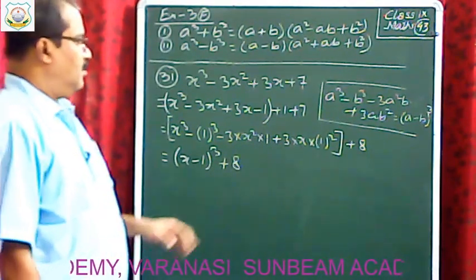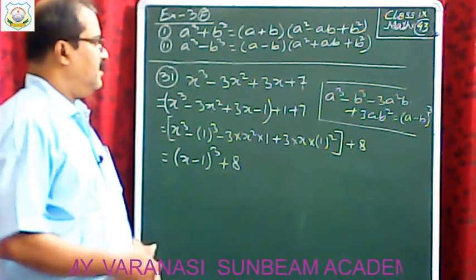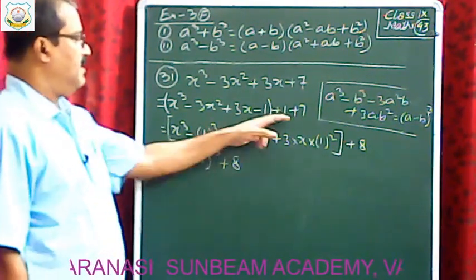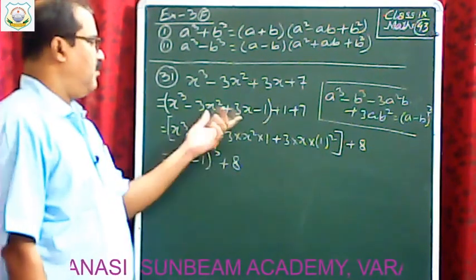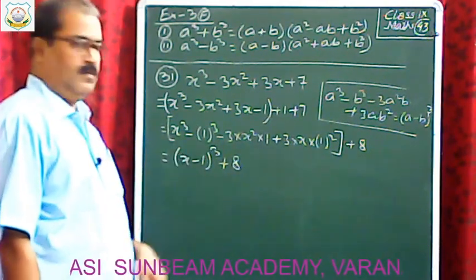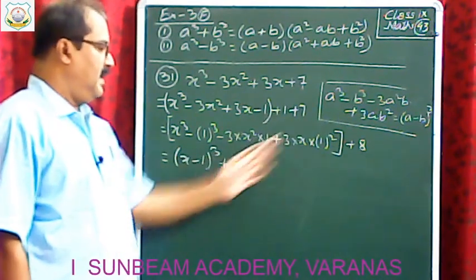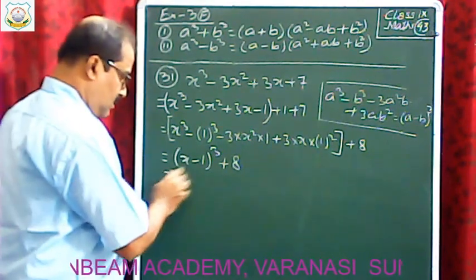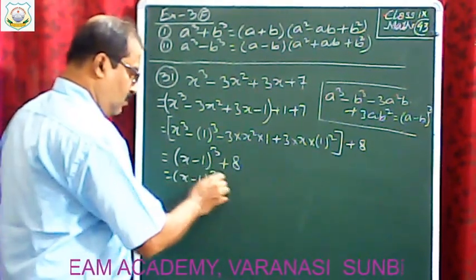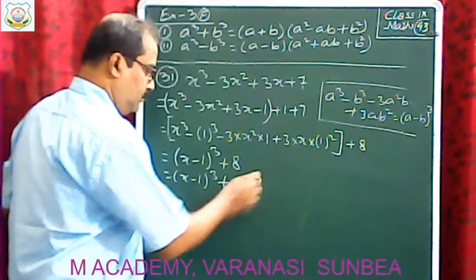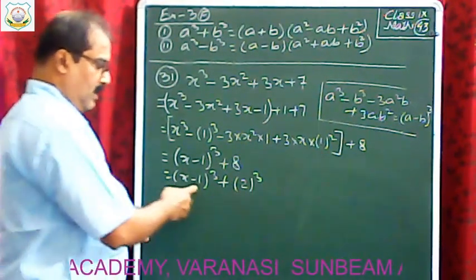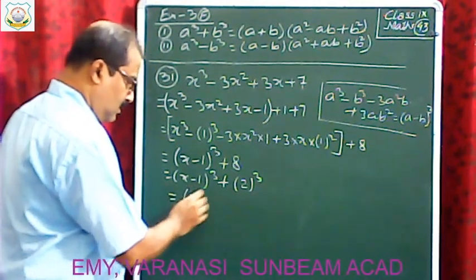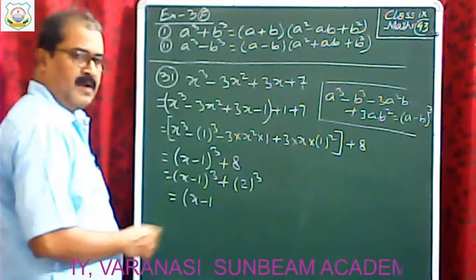Clear? So first of all you have to balance the given polynomial according to the algebraic identity. For that we have to add and subtract 1. Then we get the form of a minus b whole cube. And 8 also is a perfect cube number. We can write x minus 1 whole cube plus 2 cube. So a cube plus b cube is equal to a plus b, and x minus 1 is part of a, part of b is 2.